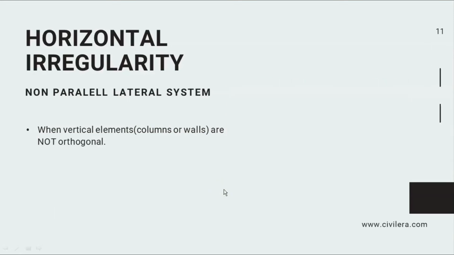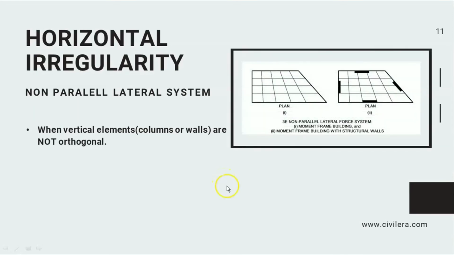Now, non-parallel lateral system. This is when vertical elements, that is columns or walls, are not orthogonal in plan. So here you have no orthogonality. Here your shear walls aren't parallel to each other. They are inclined to each other. It's not orthogonal, meaning it is not perpendicular to each other. They are not like this. They are inclined in plan. So what do you do when your structural members are inclined in plan like this?